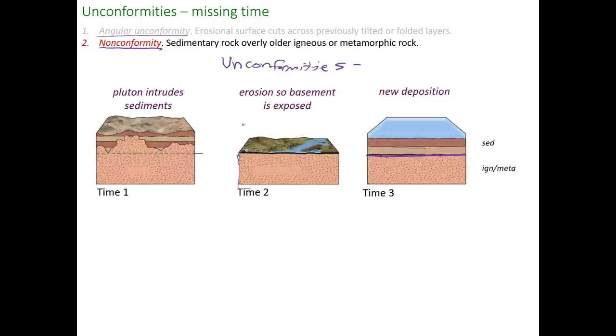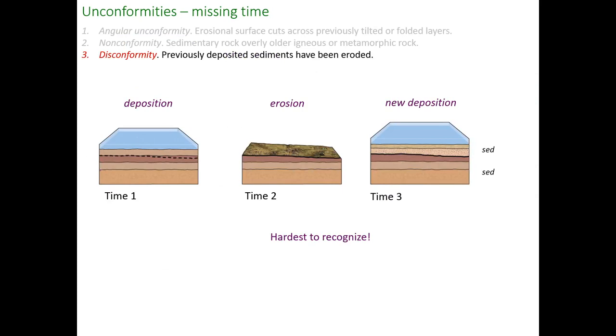A disconformity happens when there's deposition. Okay, so you get deposition, deposition, deposition, deposition. But then something happens, maybe the water level drops and erosion occurs. And this layer gets eroded off right here. And then water levels rise again, and then deposition resumes, and you get different kinds of rocks put on top of those older rocks. But there's time missing here at time 2. This is pretty hard to recognize, but it does occur. So this is called a disconformity. It's the third type of unconformity.